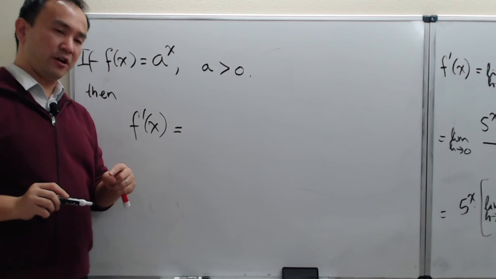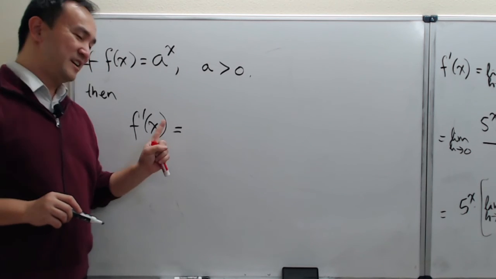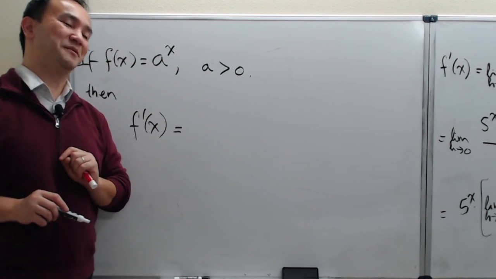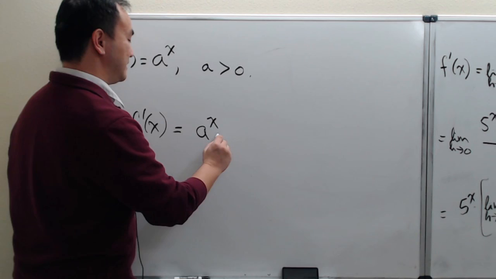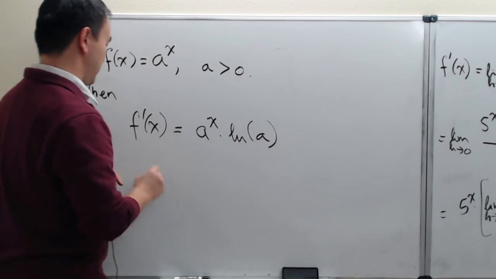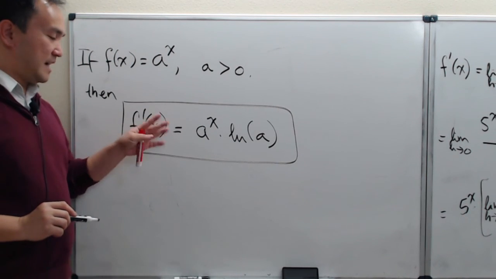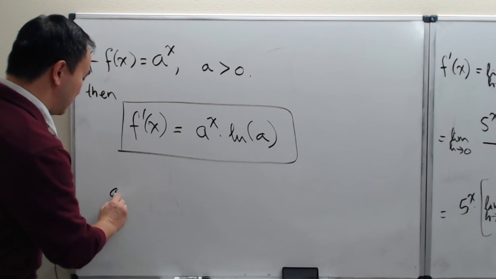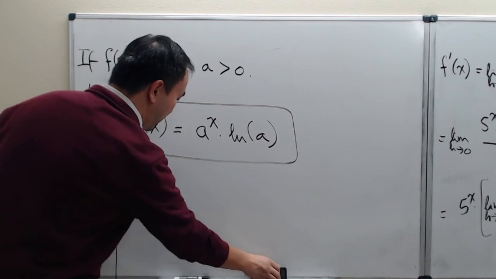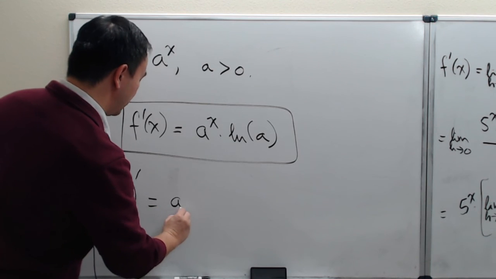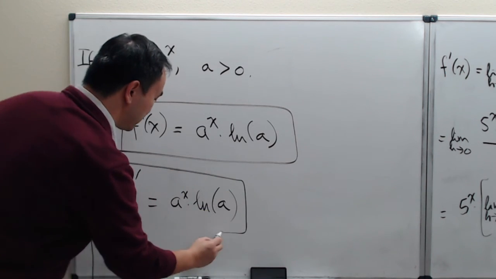Okay, pause the video. I believe you already had in mind what I'm about to write here. So pause the video, write it down for yourself first, and when I get there, I hope you agree with me. All right, so f prime here is actually a to the x repeated, times natural log of a. And yes, that's our formula for the derivative of any general exponential function. In short form, the derivative of a to the x, any base a, as long as a is positive, is a to the x times natural log of a. Okay, that's another way of writing the formula.